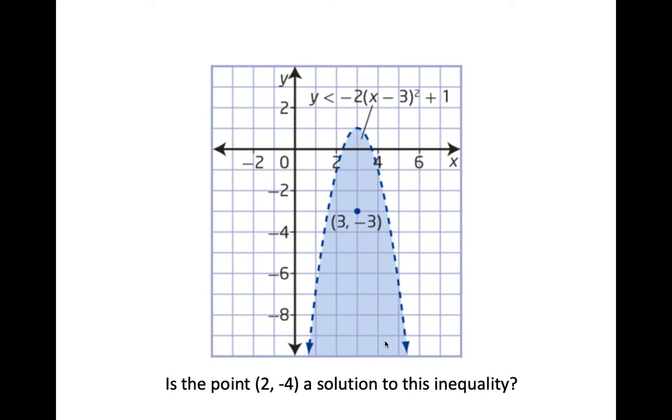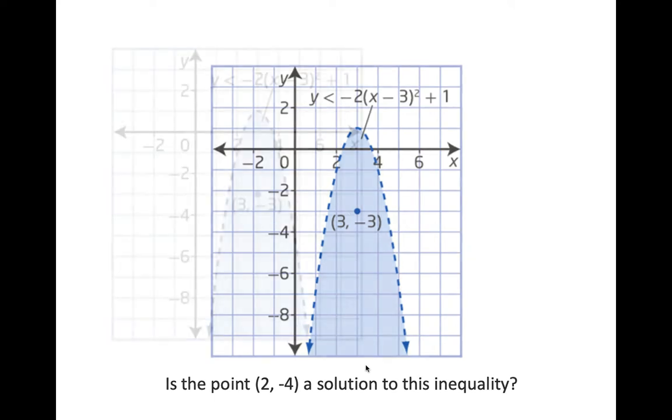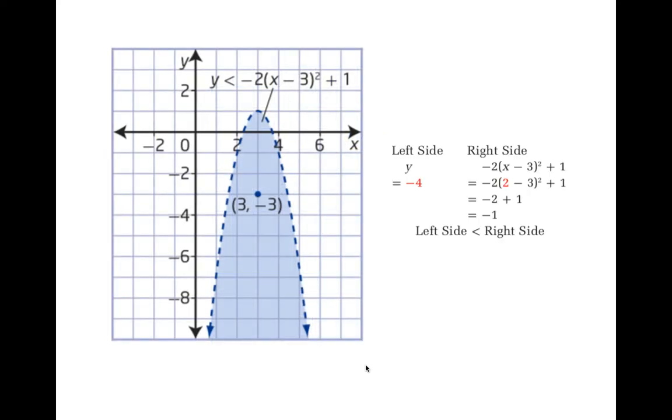Now, there was a second part to this question, and it said, is the point 2, -4 a solution? So we look at 2, -4. Sure enough, it appears that it's plopping into this solution region. So according to the graph, it should be fine. But let's double check it as well. For x is 2 and y is -4, I plug it in and solve my numbers. I find that -4 is less than -1, which is true. And so sure enough, this is in the solution region.